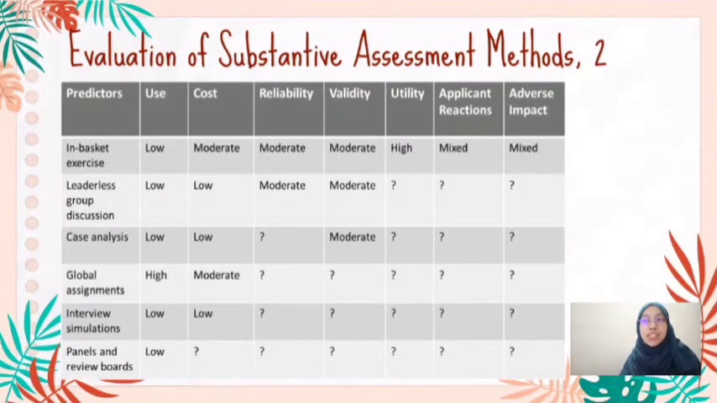Substantive assessment method 2 has predictors in the elements of in-basket exercise, leaderless group discussion, case analysis, global assessment, interview simulation, and panels and review boards. It is the same as before, where we have use, cost, reliability, validity, utility, applicant reaction, and adverse impact. So the difference is the predictors.